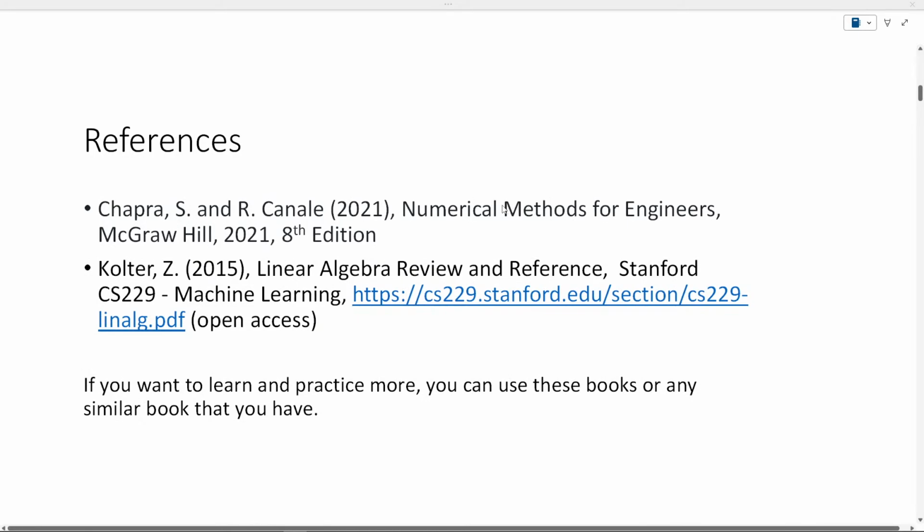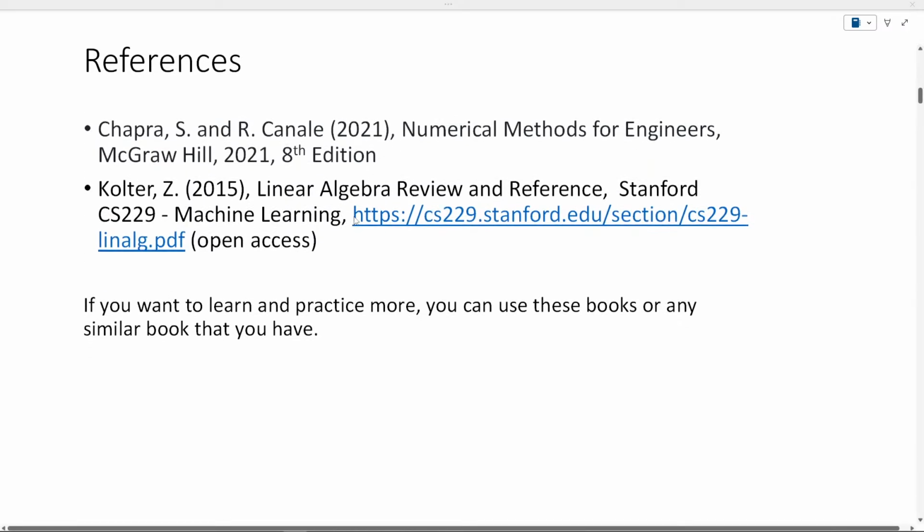This is your textbook. If you want to learn more about numerical solutions for linear algebra, like systems of linear and nonlinear equations, you can check your textbook. If you want to learn more about linear algebra in general and analytical solutions, you can check this source also, or any other similar sources that you have.